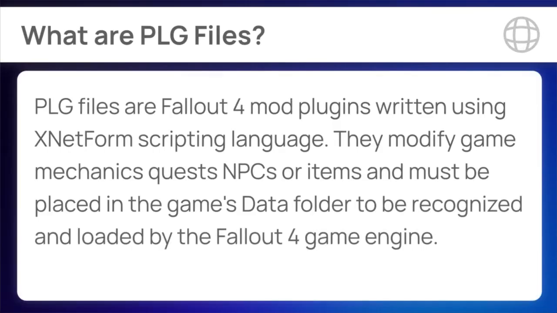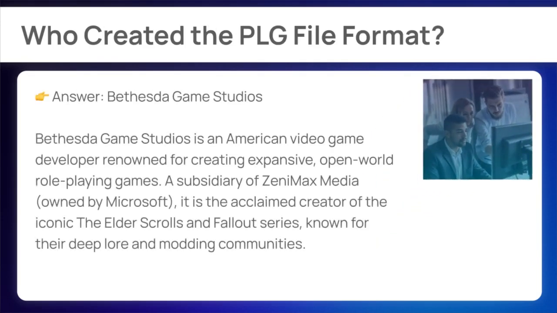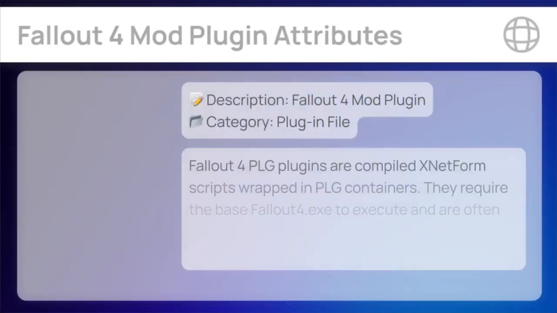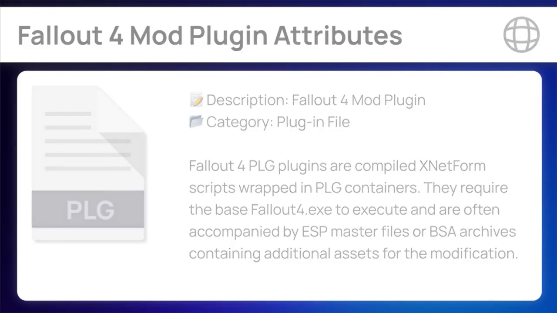They modify game mechanics, quests, NPCs, or items, and must be placed in the game's data folder to be recognized and loaded by the Fallout 4 game engine. Fallout 4 PLG plugins are compiled XNetForm scripts wrapped in PLG containers. They require the base Fallout 4's X to execute and are often accompanied by ESP master files or BSA archives containing additional assets for the modification.